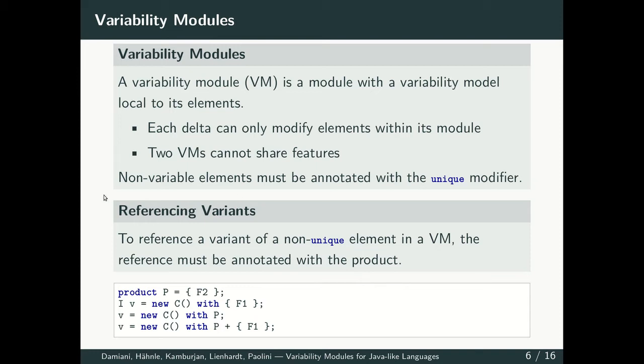Now, for the dependencies and references, every time I reference something inside the variability module which is not unique, I must reference the element together with a product. So here's an example. Here I declare product P, which contains the feature F2, and here I now create three different class instances of C from three different variants, one with F1, one with product P, and we allow also expressions over features. So here I create C from the variant with F1 and F2.